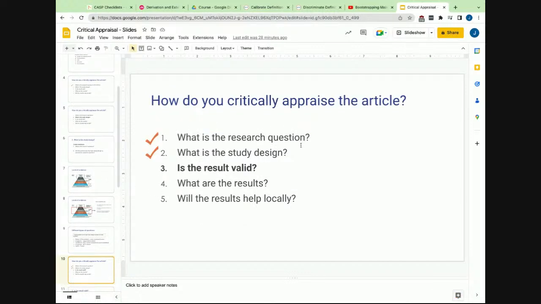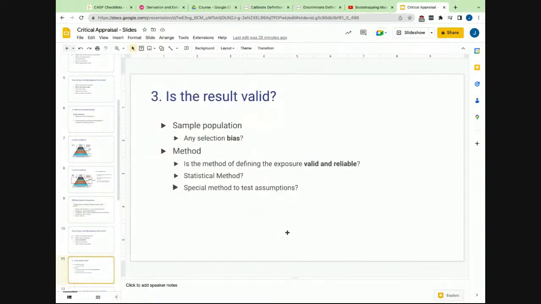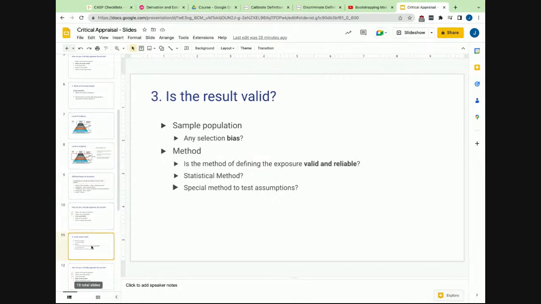Once we are happy with the research question and study design, the next question is: is the result valid? We look at the sample population. Here we go deep into the method section and we ask, is there any selection bias? Is the method of defining exposure valid and reliable? What's the statistical method? Any special method to test assumption?